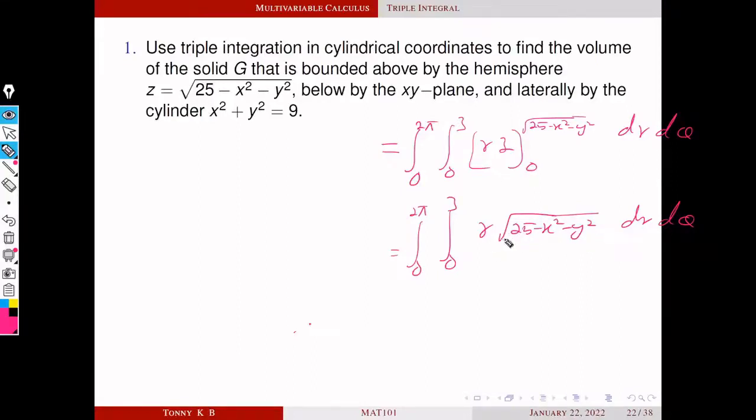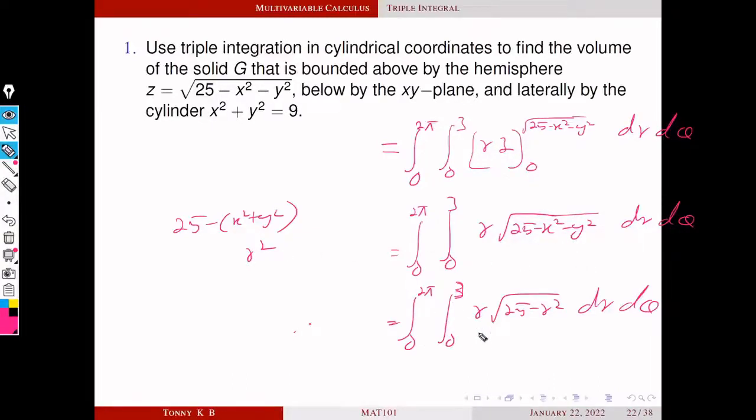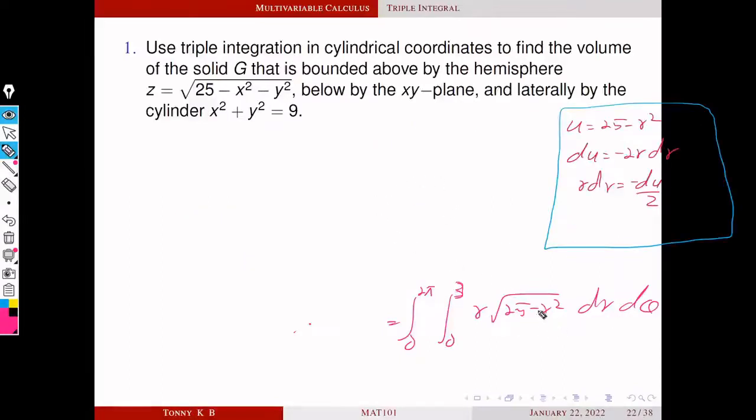Okay. Next you have to integrate with respect to r. So before integrating with respect to r, we have to convert this in terms of r and theta. Okay. So it is clear that we can write this as 25 minus (x square plus y square). Then what is x square plus y square in polar coordinates? That is r square. So this becomes 25 minus r square. So this is equal to integral 0 to 2 pi, 0 to 3, r into square root of 25 minus r square dr d theta.